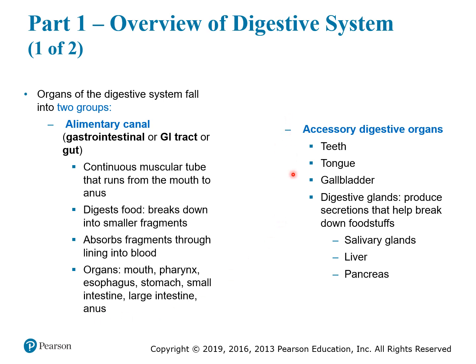And the organs listed over here are known as the accessory digestive organs. In the mouth we have teeth and tongue, and then in the abdomen we have the gallbladder. The gallbladder is a small structure present at the level of the liver. And then we have some digestive glands. These produce secretions that help break down the foodstuff. They are the salivary glands, liver, and pancreas.